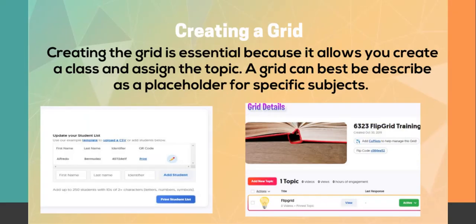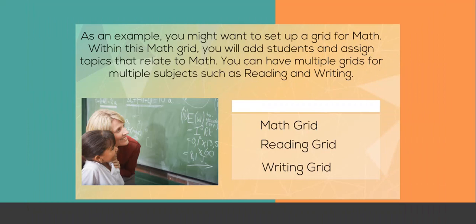Creating a grid. Creating the grid is essential because it allows you to create a class and assign the topic. A grid can best be described as a placeholder for specific subjects. As an example, you might want to set up a grid for math. Within the math grid, you will add students and assign topics that relate to math. You can have multiple grids for multiple subjects, such as reading and writing.